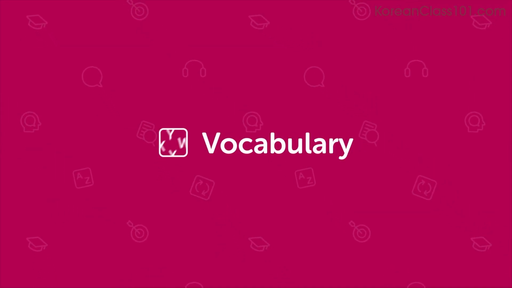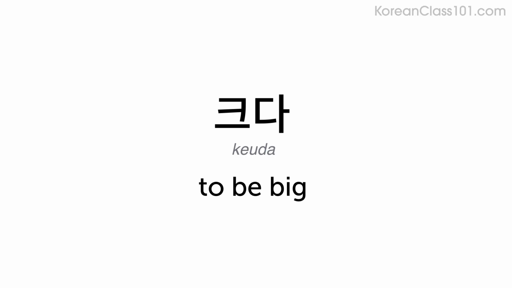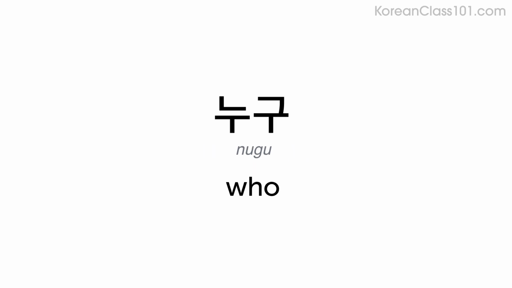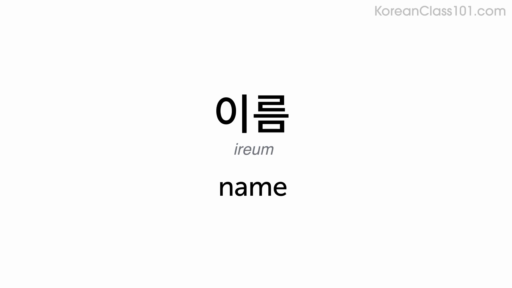Now you'll hear the key vocabulary, followed by the English translation. 크다, To be big. 크다. 애완동물, Pet. 애완동물. 누구, Who. 누구. 이름, Name. 이름. 아주, Very. 아주.